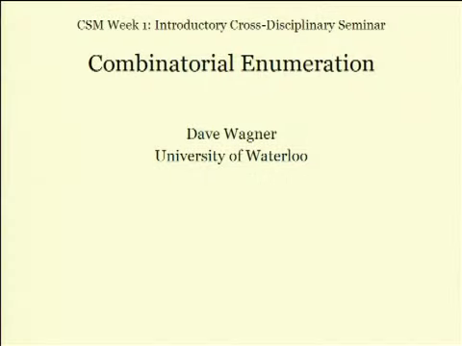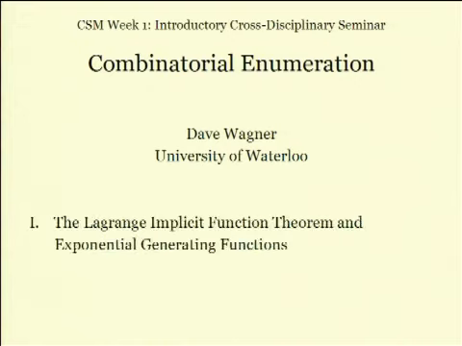So this week I'm going to give you a very brief introduction to a few topics in combinatorial enumeration. Today I want to talk about two things, and I'll go into quite some depth about the second one: the Lagrange implicit function theorem and exponential generating functions. Together, these two things provide an extremely rich and flexible technique for solving enumeration problems, counting things.